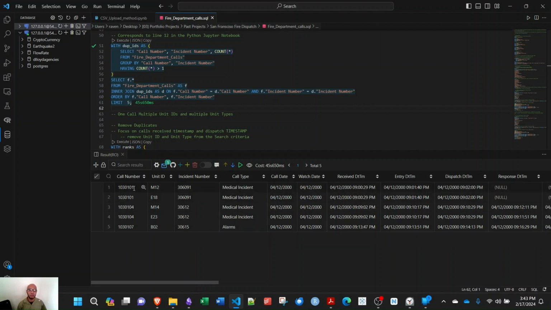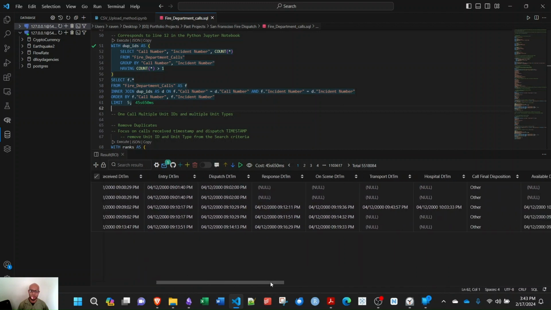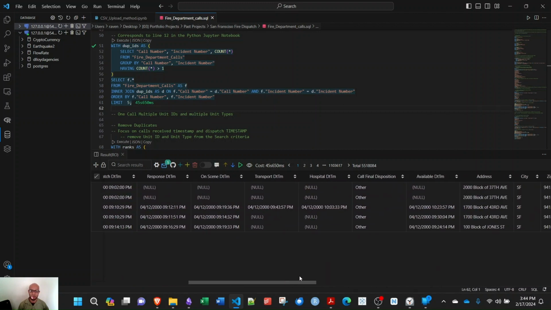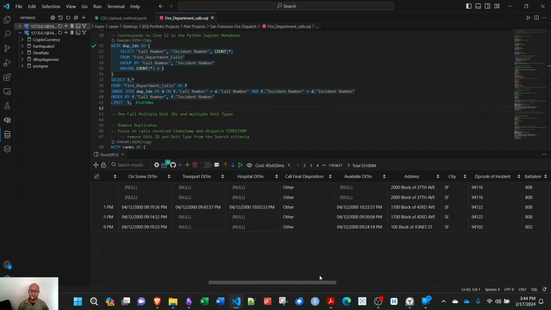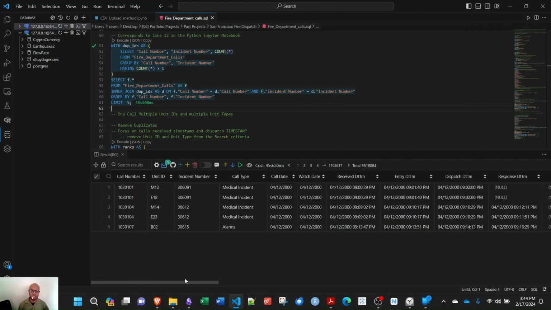Here I see the same call number. That's why I ordered them. Makes sense. I see unit ID different. Incident number is the same as they should be. Medical incident. But here, these are the same, these are the same, these are the same. And if I go through this entire table, I'm going to see that my unit types are what's different. So here it's unit ID.